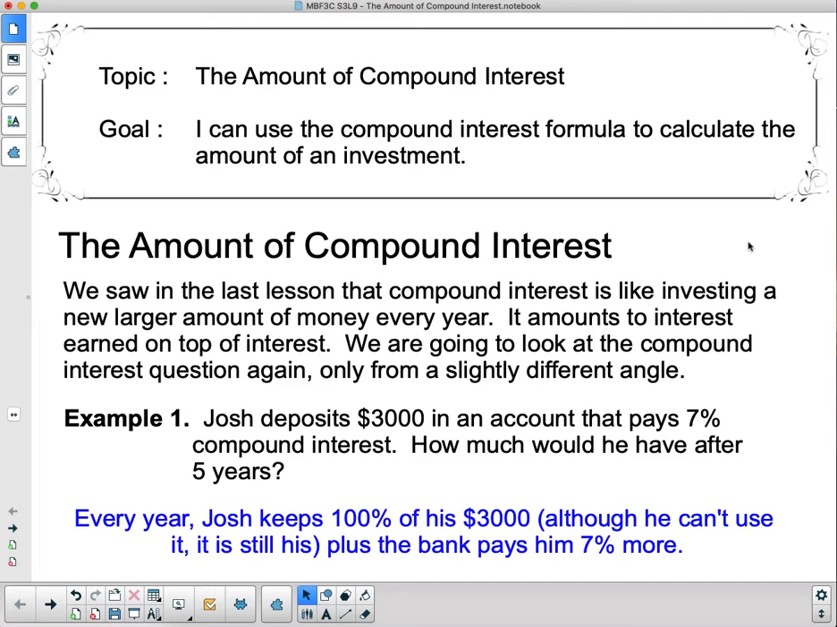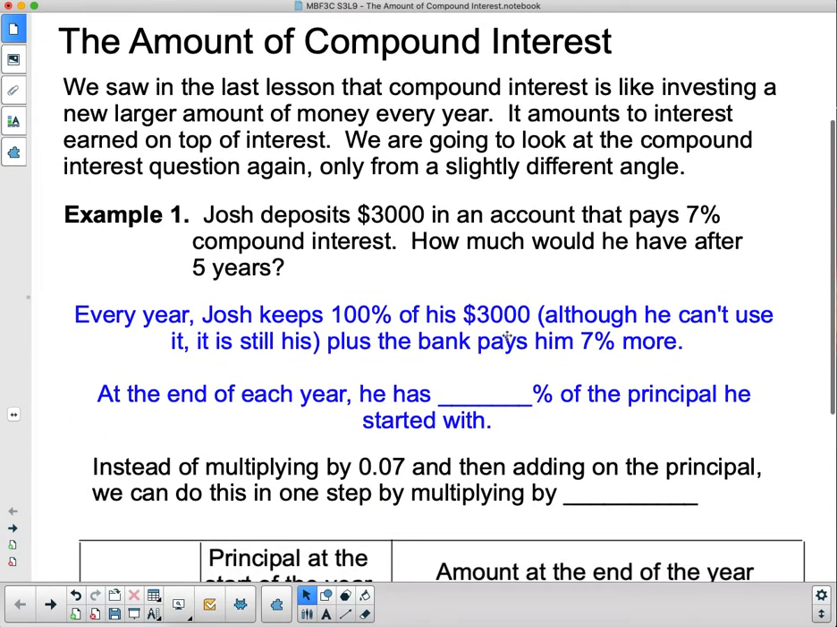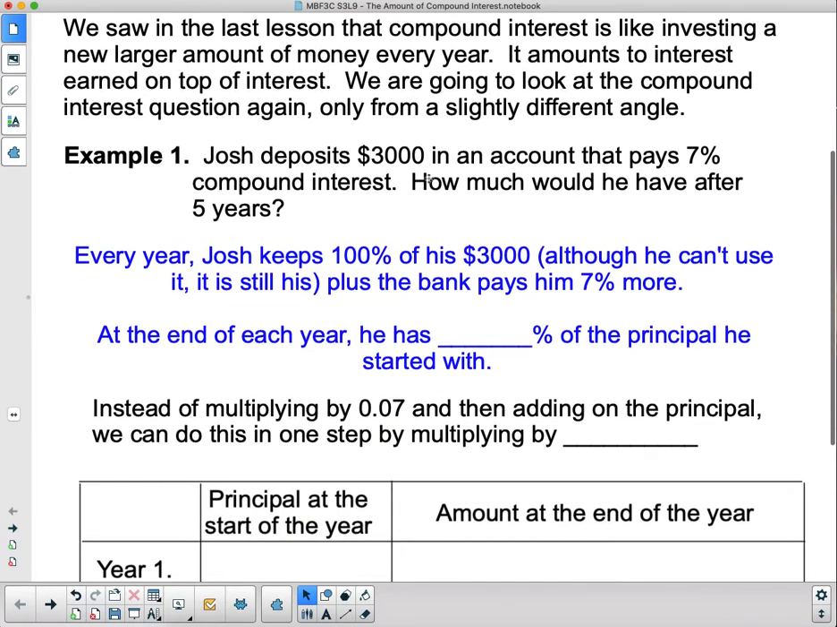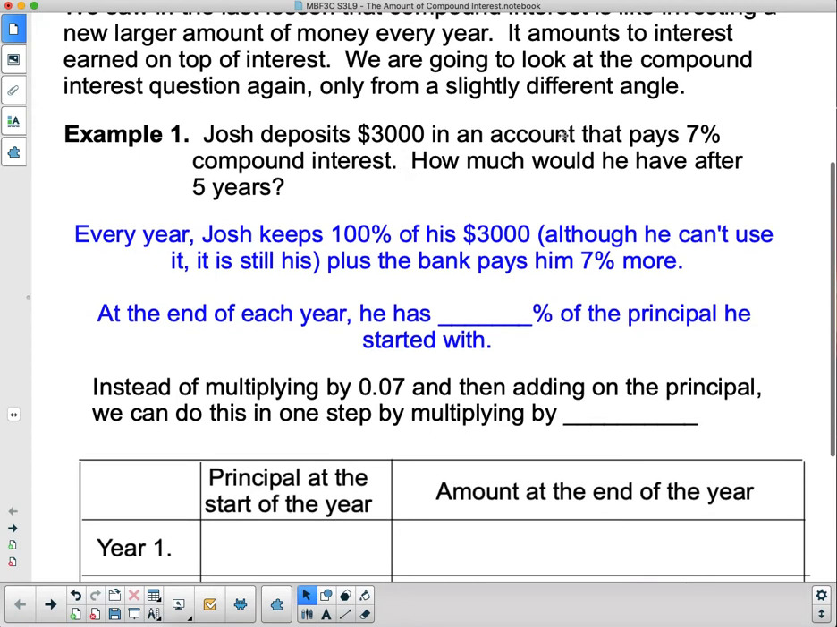We're going to start by doing it the same way as we did before, just to recap what we did in the last spiral. We saw that compound interest is like investing a new larger amount of money every year. It amounts to interest earned on top of interest, and we're going to look at the compound interest question again, but from a slightly different angle. Josh deposits $3,000 in an account that pays 7% compound interest. How much would he have after 5 years?